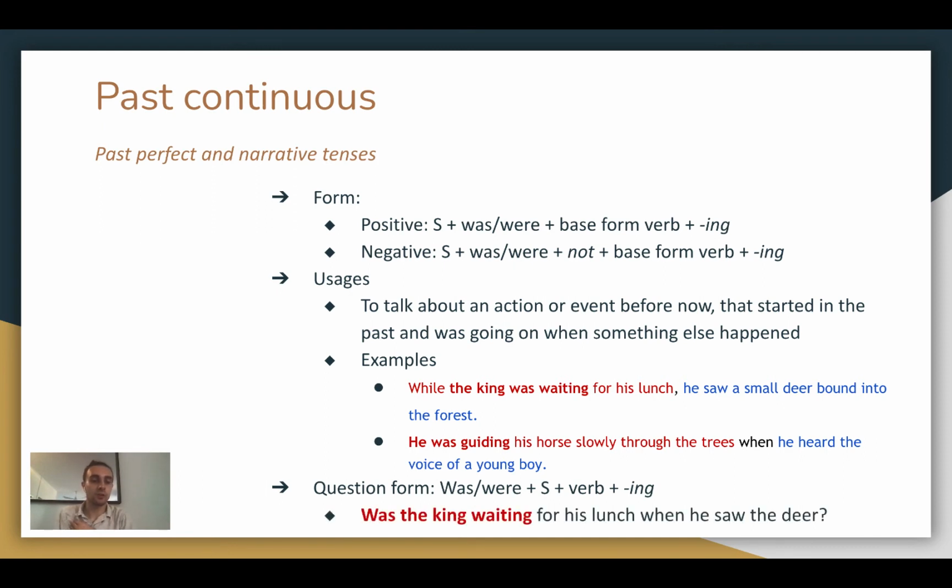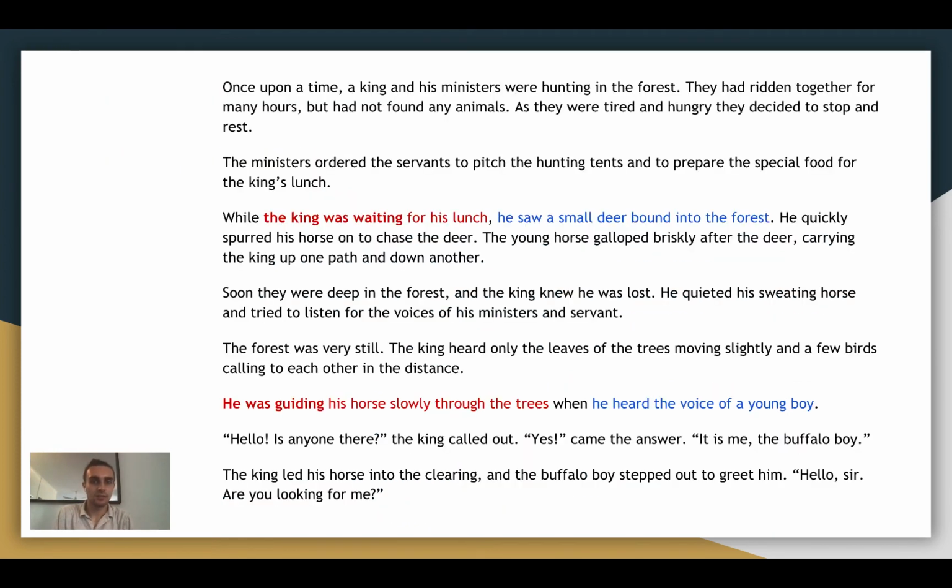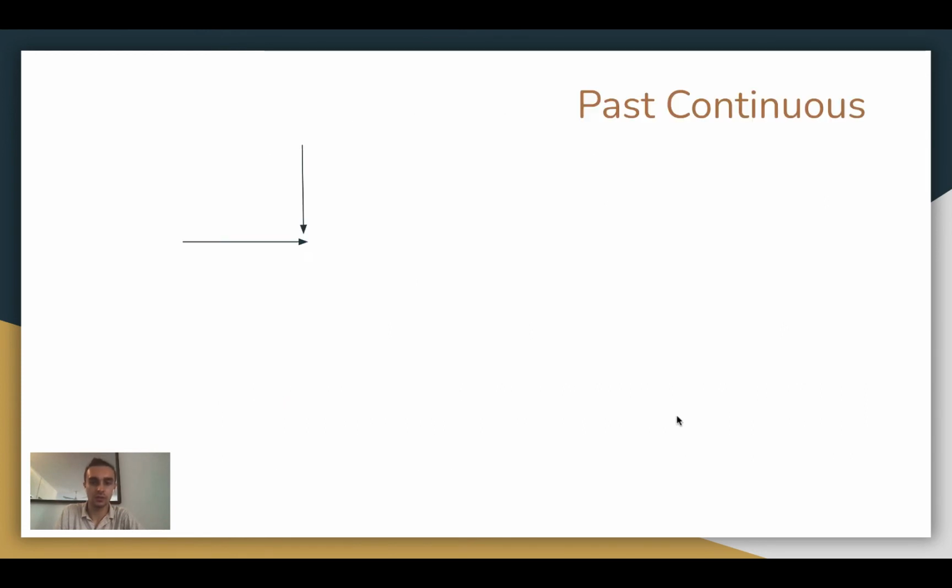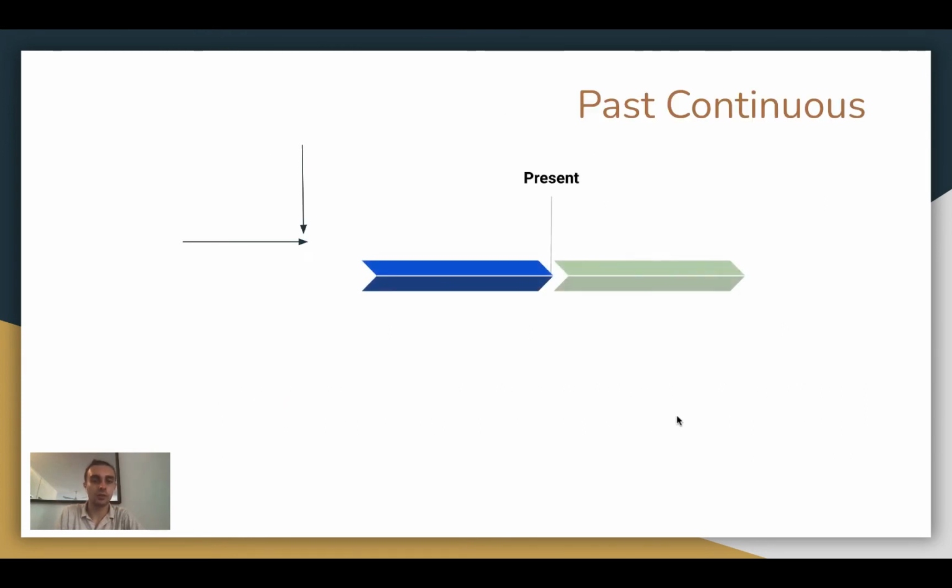For the question form, we simply change the order. So, was the king waiting for his lunch? Yes, those are two examples. We see he was waiting when, past simple, he saw a small deer bound into the forest. He was guiding, he heard the voice of a young boy. This might help you understand.